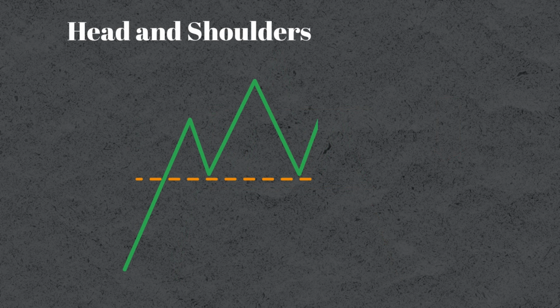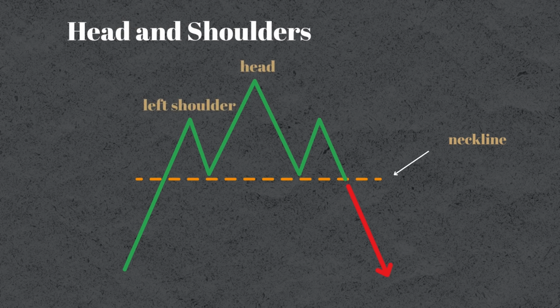The most important part of the pattern is the neckline. You draw it by connecting the low points of the left shoulder and the head. If the price falls below this line, meaning the support is broken, the pattern is confirmed. That's why many traders don't enter a trade early. They wait for the neckline break, because until that happens, the H and S is just a possibility.